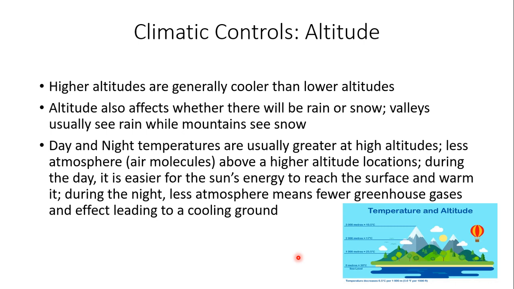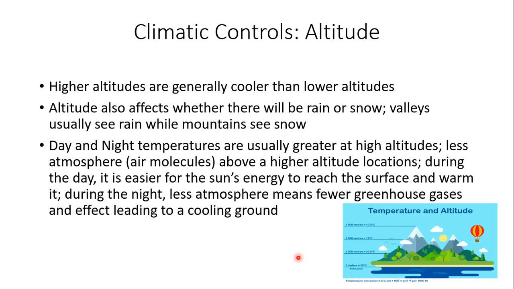Altitude also affects whether there will be rain or snow in a particular area. For example, if you're in a valley, temperatures are usually a little bit warmer during the day, and you see rain, versus the mountains. You go higher up in the mountains in elevation, and you see snow. Day and night temperature ranges are also usually greater at higher altitudes, so that temperature range between morning and afternoon can be much greater.